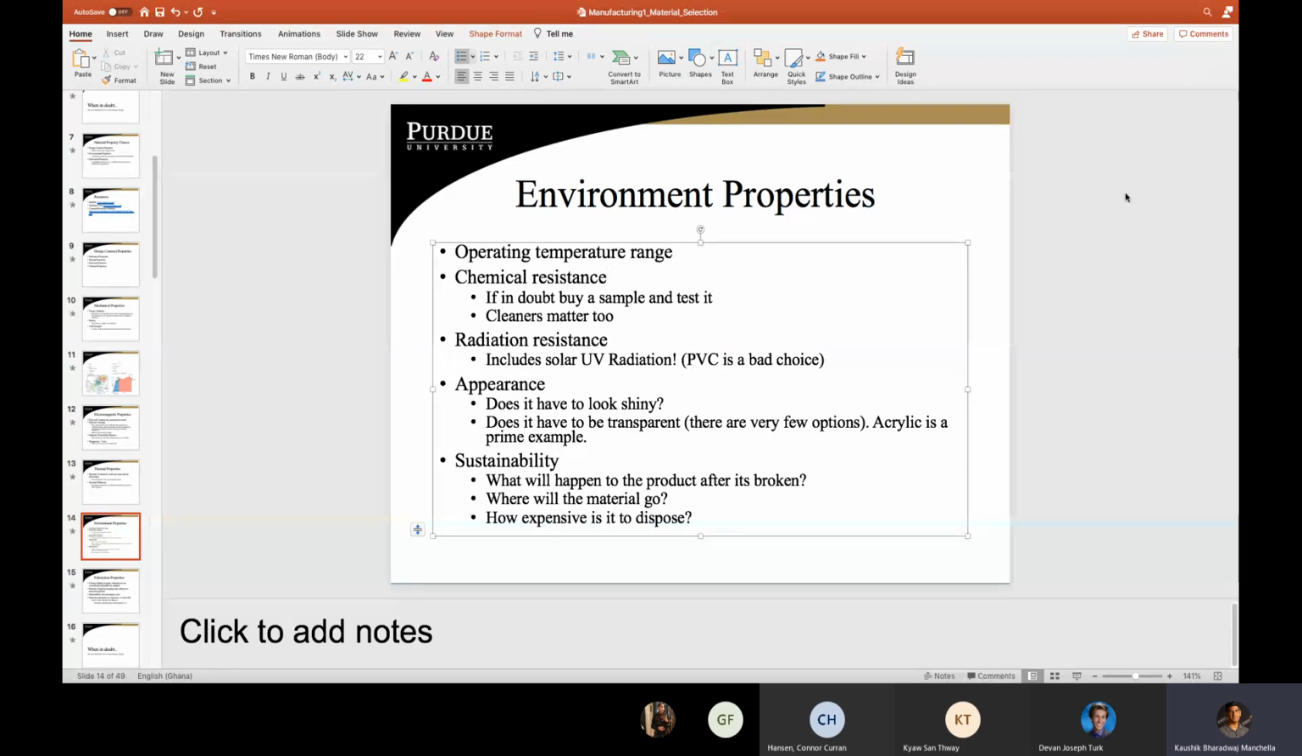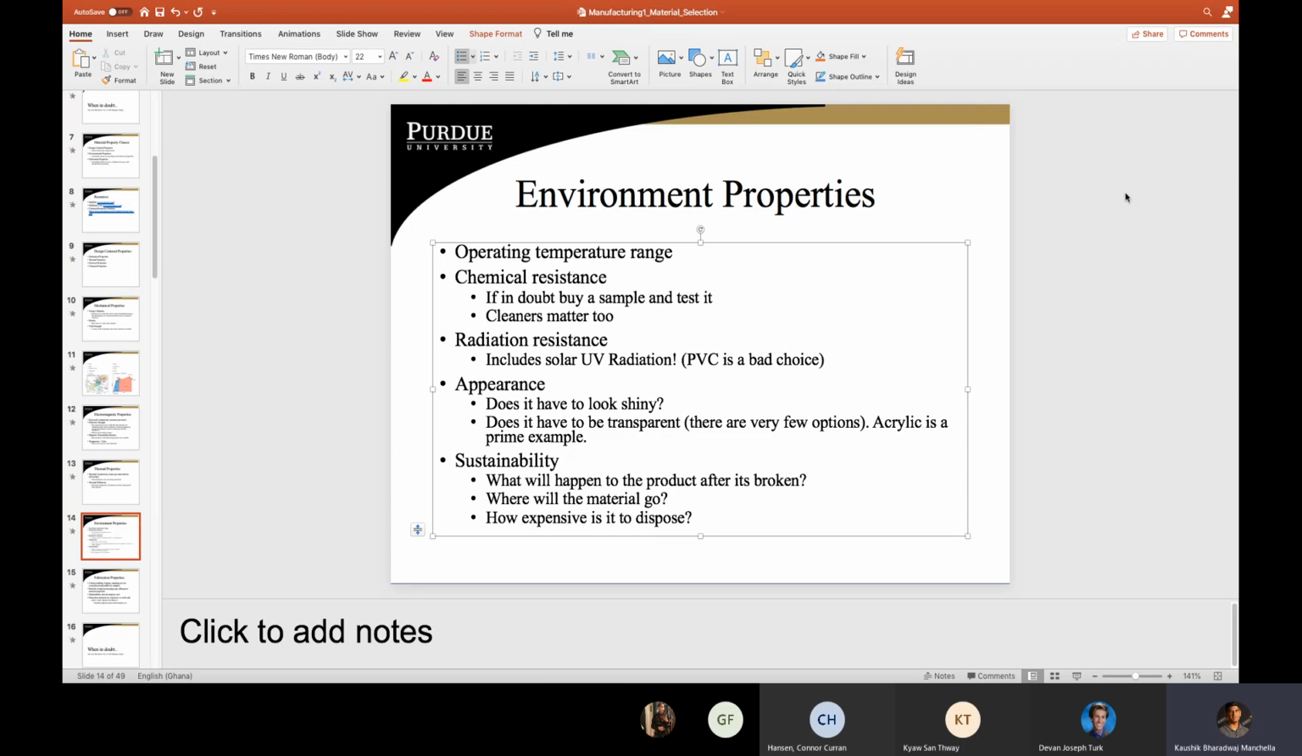I've had a team which used PVC to make a device that was sitting outside in the sun. And PVC gets brittle and it loses its properties under UV. It's meant to be indoors. So again, that's something to keep in mind: are you in a place where it's going to be hit by a lot of radiation, whether it's sunlight, infrared, all those things have to be considered when you're picking out a material.